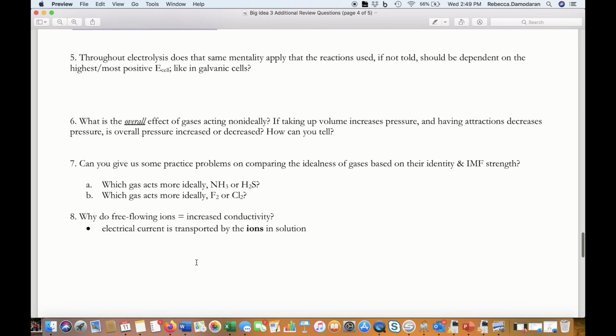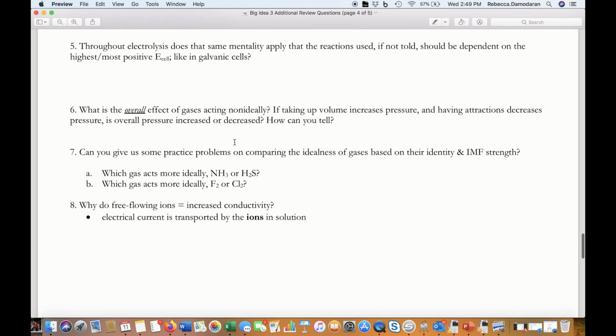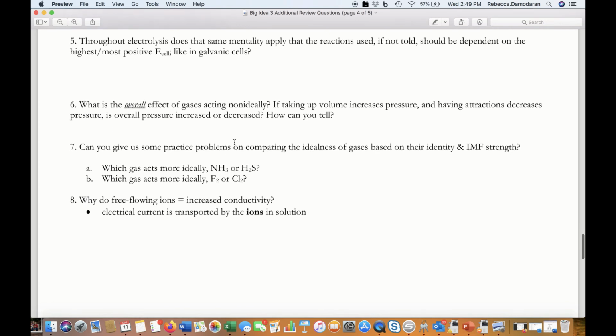Throughout electrolysis, does that same mentality apply, that the reactions used, if not told, should be dependent on the highest, most positive cell potential, like in galvanic cells? Yes. So even though ultimately for electrolysis your cell potential is going to be negative, you're still searching for the most positive cell potential possible. And I'll show you that example in a second.